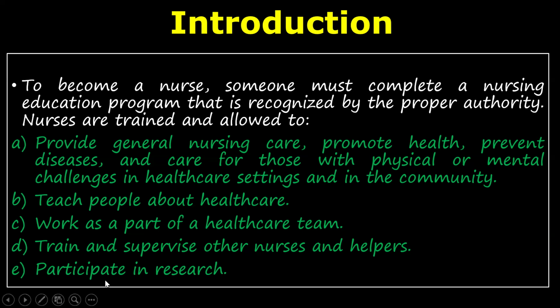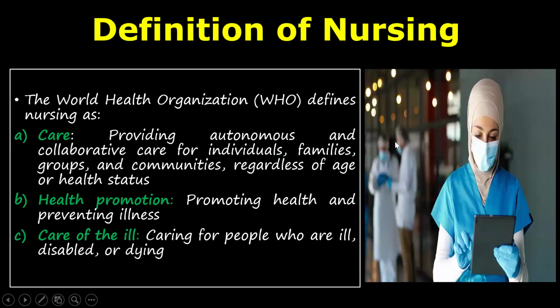Then we also train them so that they can train and supervise other nurses and helpers. That is why when you go to many hospitals, you will find that we have senior nurses. The senior nurses are responsible to train the junior nurses. Then lastly, participate in research. So the nurses are also supposed to engage in research activities. They have to research and so on. So these are some of the reasons why we train the nurses.